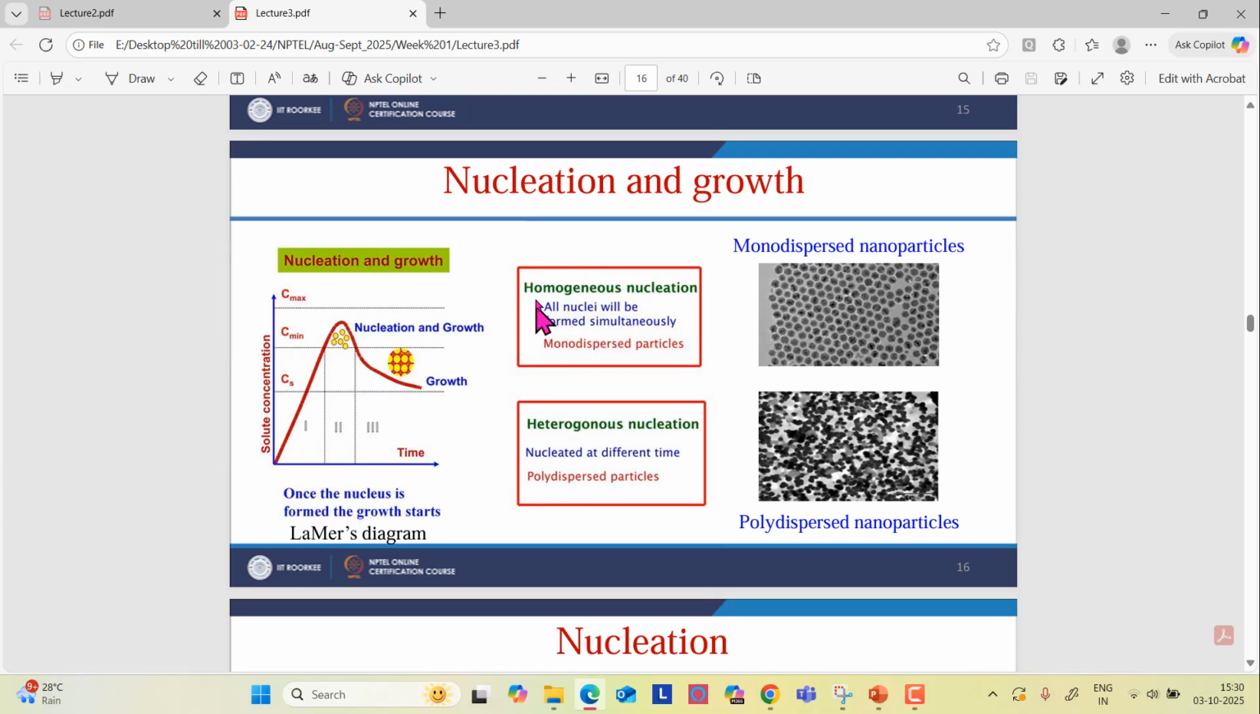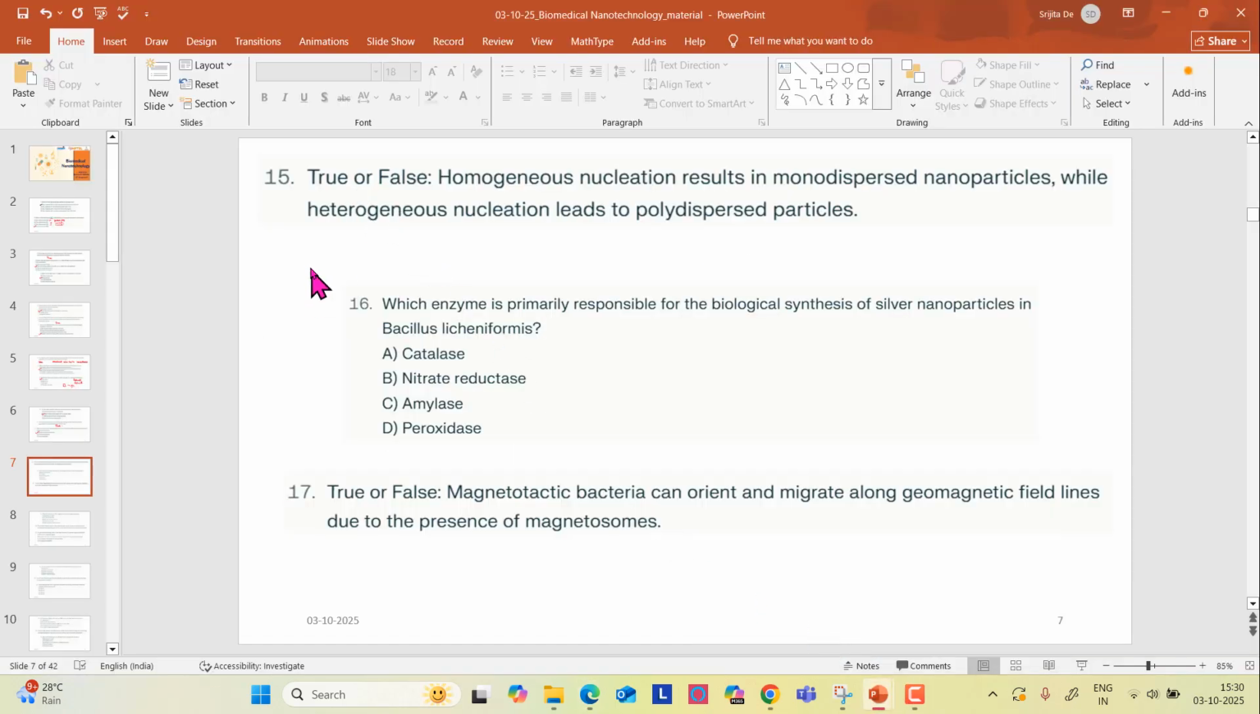Homogeneous nucleation means all nuclei will be formed simultaneously. That means in the nucleation step, all the nanocrystals form simultaneously, and that leads to similar size of nanoparticles. That is called monodispersed nanoparticles. Heterogeneous means that nucleation of the different particles happens at different times, and that leads to different sizes or different shapes of nanoparticles. This is called polydispersed nanoparticles. So as per this understanding, the statement is true.